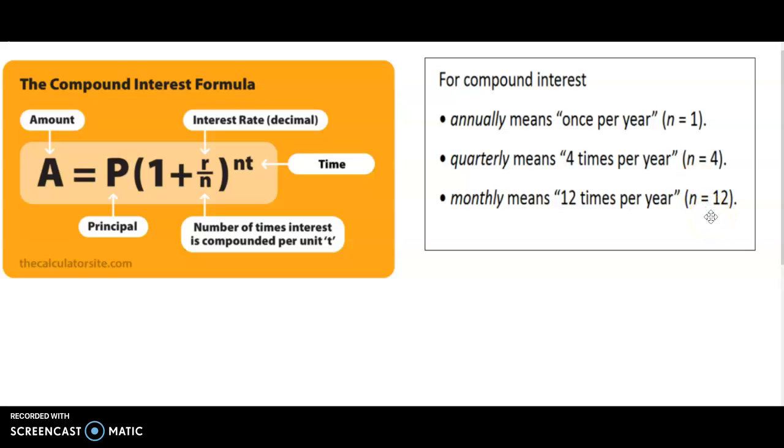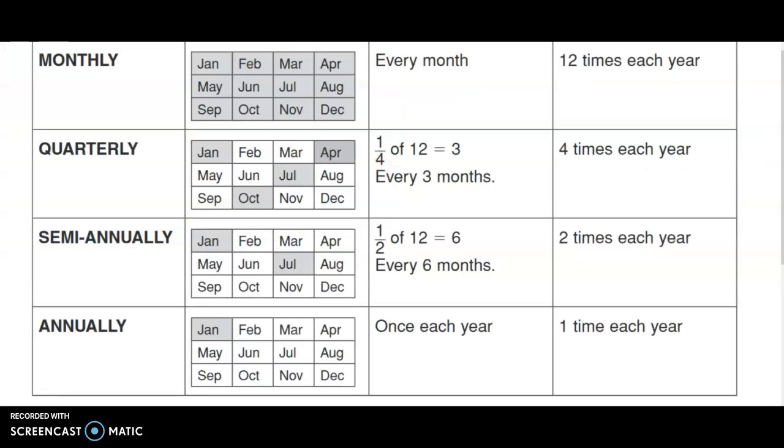I want to go over that a little bit more in detail so you can see it visually. Monthly means it compounds every month. You see the gray is where it compounds every month. So that's 12 times each year. Quarterly would be 4 times out of a year. So that's every 3 months, but it's 4 times each year. This one wasn't in the previous list, but semi-annually is twice a year, so every 6 months. And annually is once a year.